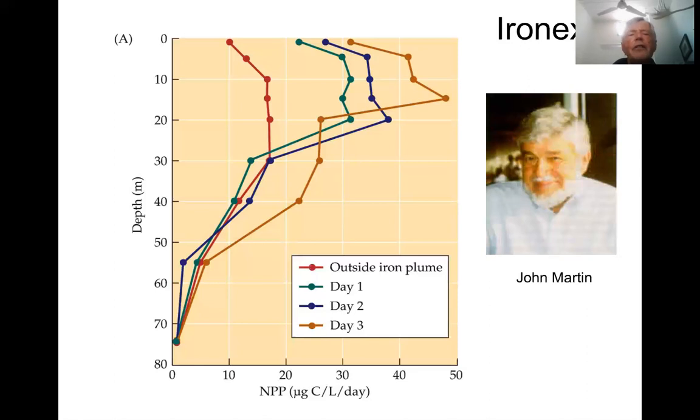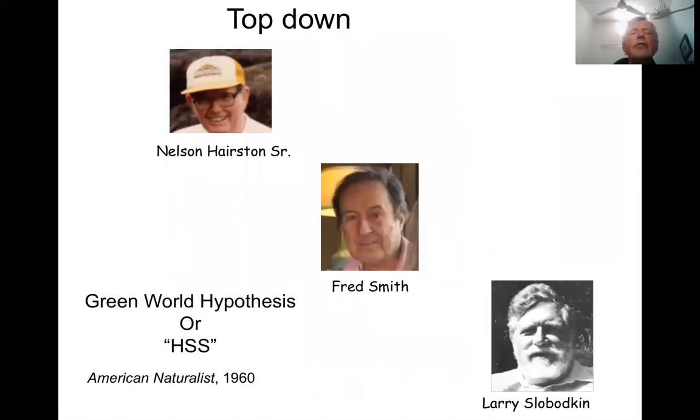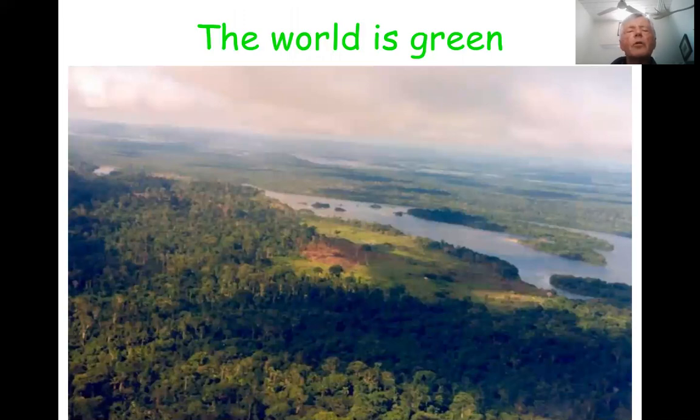Top-down forcing and the theory of top-down forcing really links strongly to three famous ecologists from the University of Michigan: Nelson Hairston Sr., Fred Smith, and Larry Slobodkin. They formulated, way back in the late 50s and early 60s, an idea called the green world hypothesis, which was radically different than the Lindeman hypothesis, all right? The green world hypothesis was simply this. They looked around and said, in most places where there's enough rain and so on and so forth, the world is green.